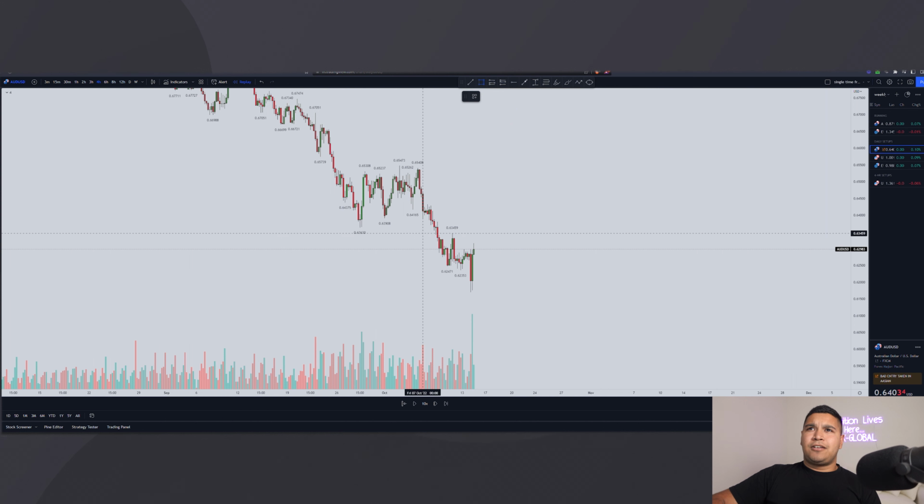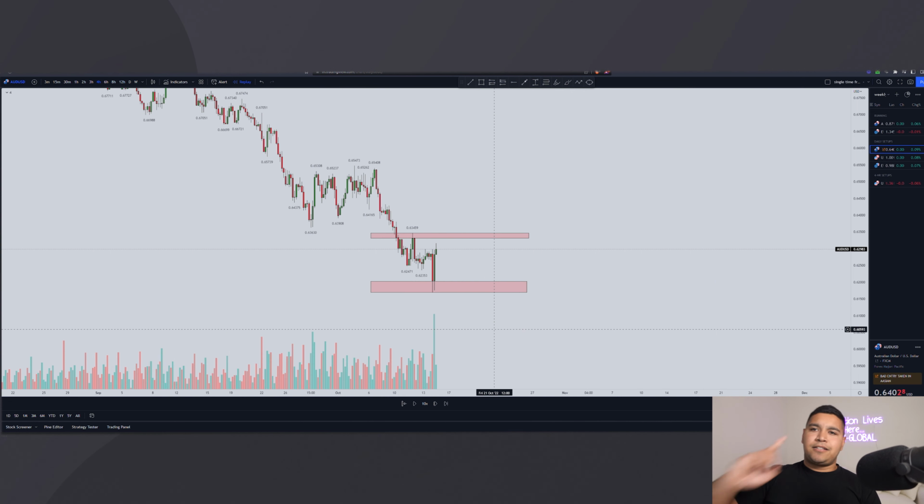So as I mentioned, I see a level of resistance right here. I also see a level of support right here. And I would mark these levels out as such. And that's number one, marking out your support and resistance zones on the daily time frame or the 4-hour time frame. Here we are on the 4-hour time frame.